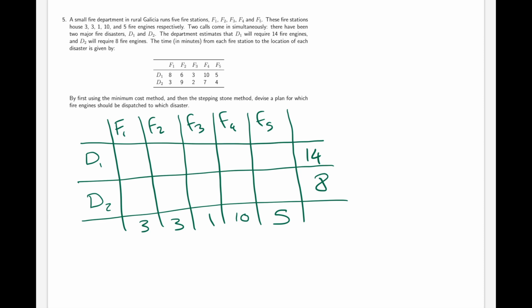The cost of sending a fire engine to a particular disaster will be the number of minutes it takes to get there. Using the minimum cost method, we will fill in the routes with the minimum cost first. So sending fire engines from fire station 3 to disaster 2 only takes 2 minutes, so we'll send as much as possible there. And we'll progress to the next smallest and the next smallest.